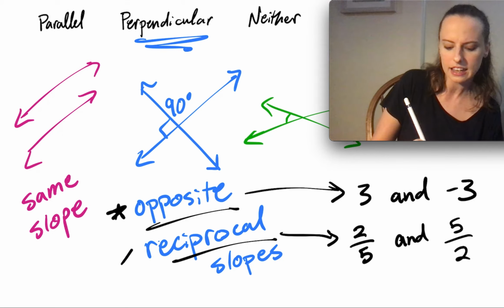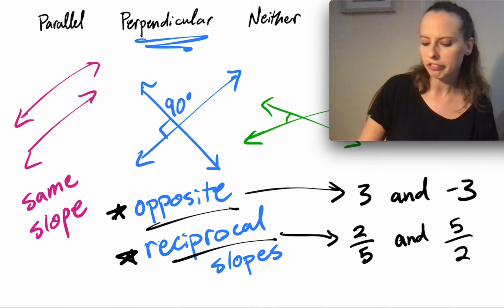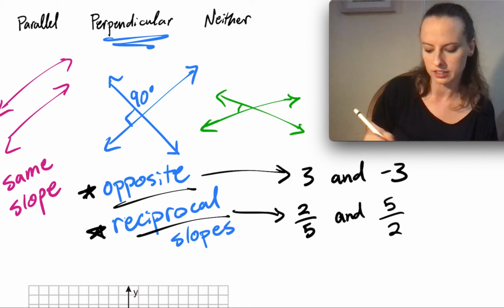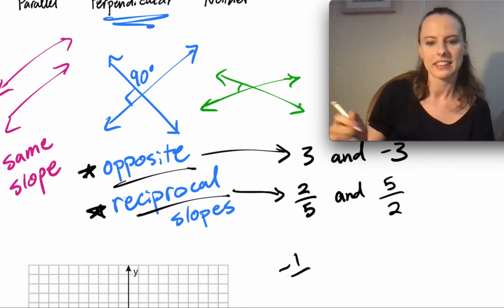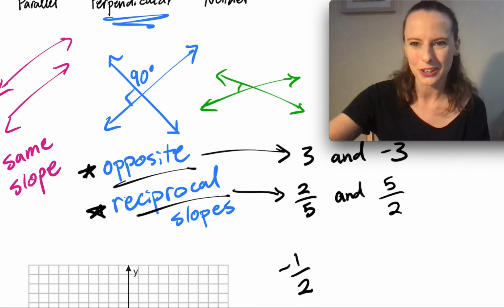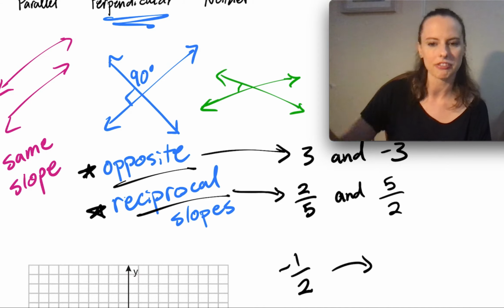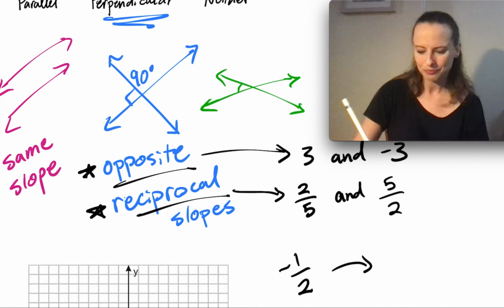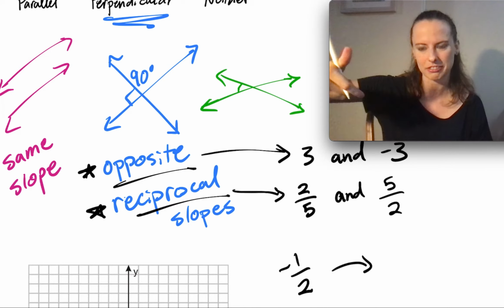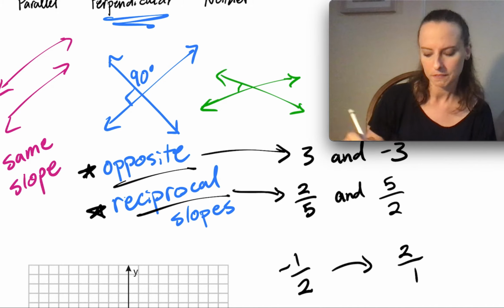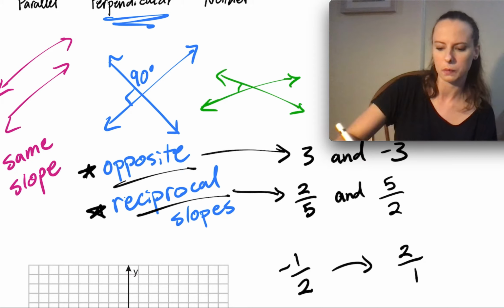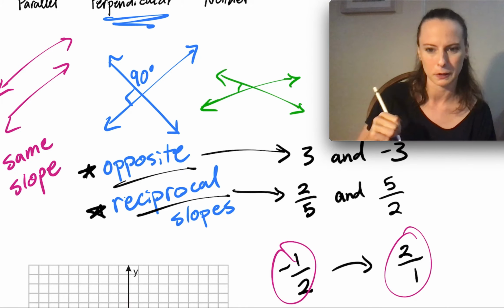So there's our two rules, and the thing to remember with perpendicular slopes is that both of these have to be true. So for example, let's say we start with a slope of -1/2. Then this opposite reciprocal slope has to change from negative to positive, and the fraction needs to flip. So it would be positive 2/1. So we would say that these two slopes are opposite reciprocals.